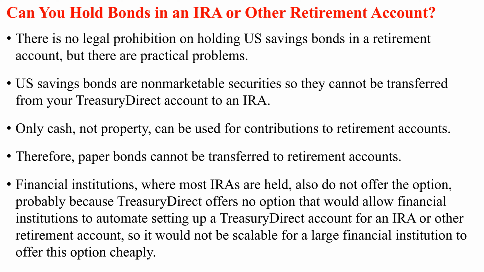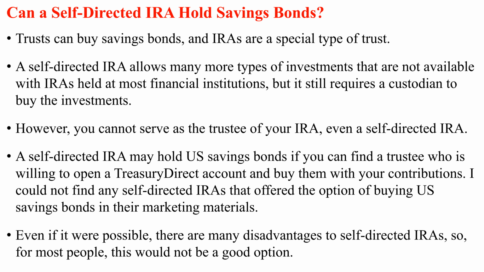Financial institutions, where most IRAs are held, also do not offer the option, probably because Treasury Direct offers no option that would allow financial institutions to automate setting up a Treasury Direct account for an IRA or other retirement account, so it would not be scalable for a large financial institution to offer this option cheaply. What about a self-directed IRA? Trusts can buy savings bonds, and IRAs are a special type of trust, but the trustee must be willing to set up a Treasury Direct account.